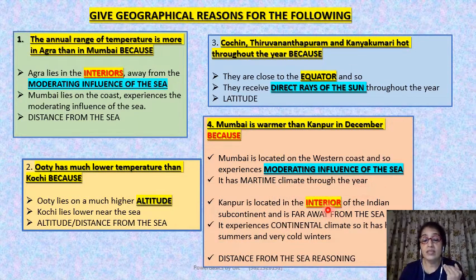Moderating, and the other word is interior. Kanpur is located in the interior of the Indian subcontinent. It is far away from the sea. It experiences continental climate. So it has hot summers and cold winters. Therefore, Mumbai is warmer than Kanpur.